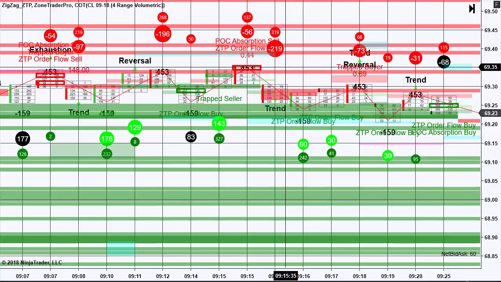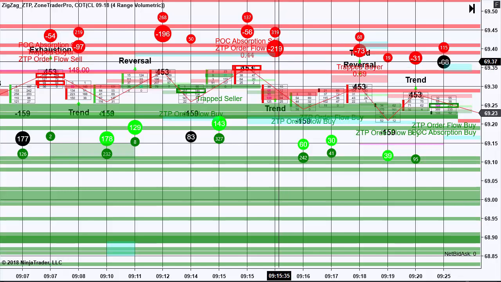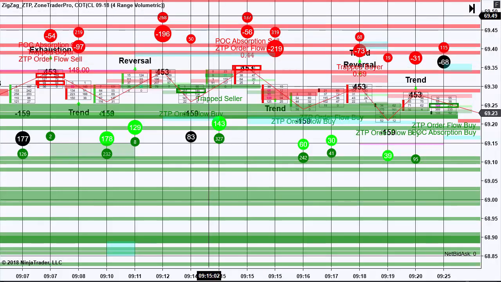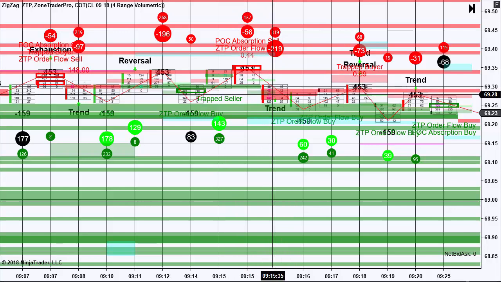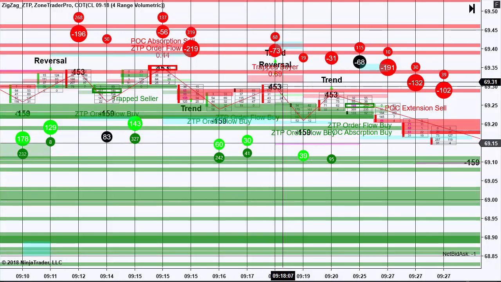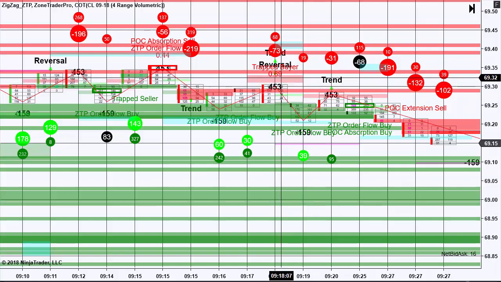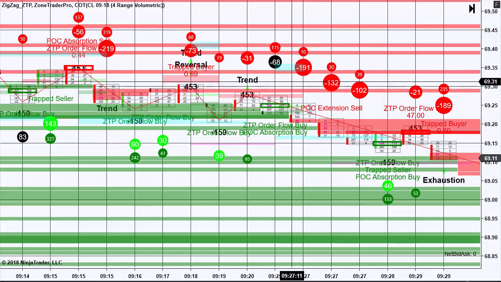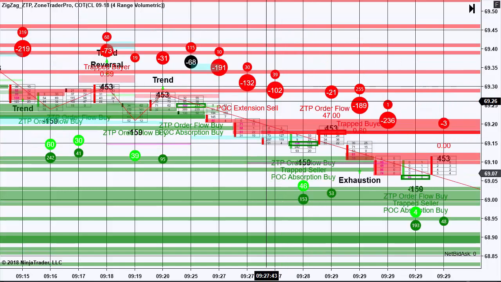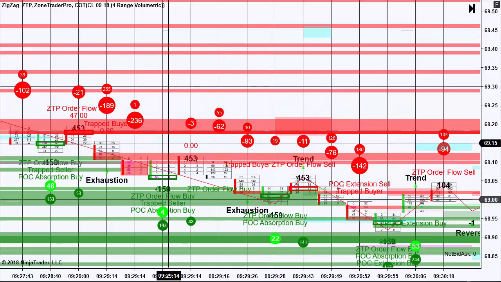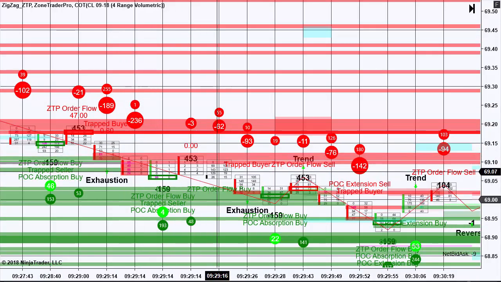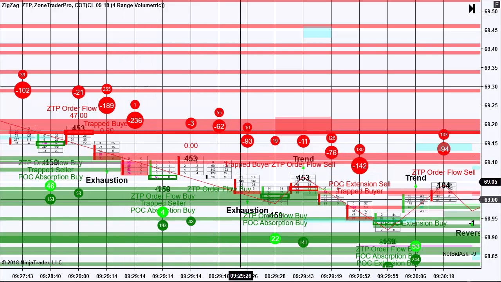And as you can see, we have patterns here where we have both a point and control absorption, a ZTP order flow, and a stopping ratio. Immediately after that, we have extension zones being created to the downside. We again have a stopping ratio here at a trend reversal trade. And again, we have additional extension zones being created all the way down. And the market just continues to create these extension zones to the downside.